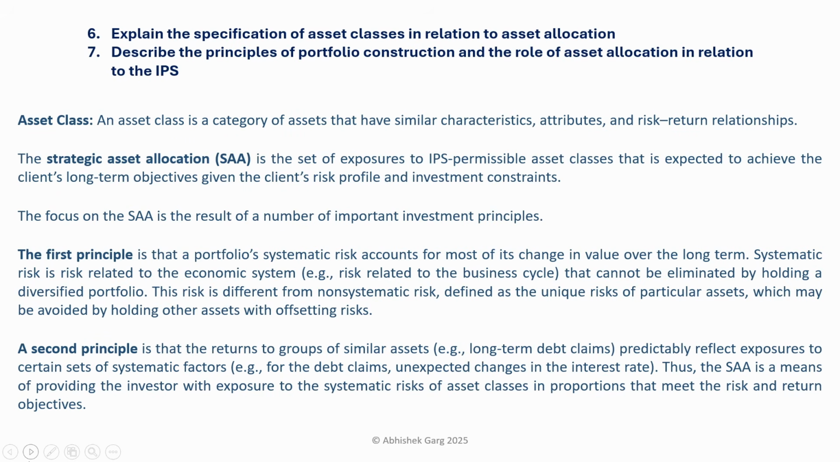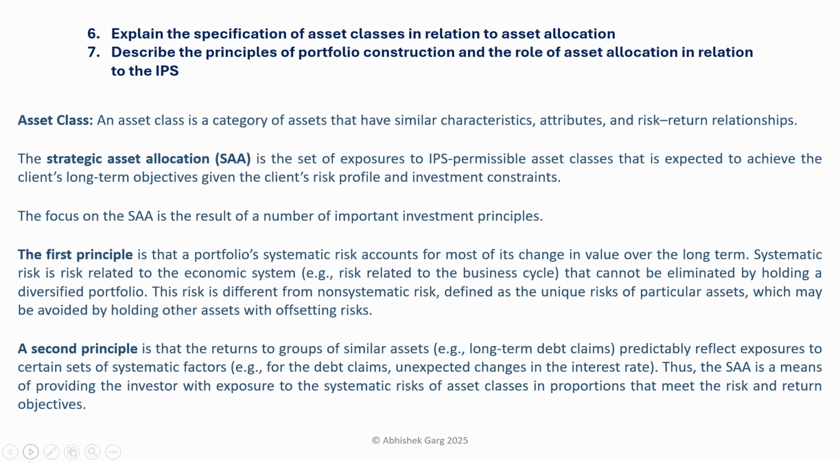Now, the focus of strategic asset allocation depends upon a number of principles. The first principle says that the portfolio's risk accounts for most of its change over the long term. The systematic risk of the portfolio. Why systematic risk? Because the non-systematic risk can be diversified easily. So, the portfolio is not compensated for bearing the non-systematic risk. You are compensated only for bearing the systematic risk, and this systematic risk is related to the economic system and it cannot be eliminated by holding a diversified portfolio.